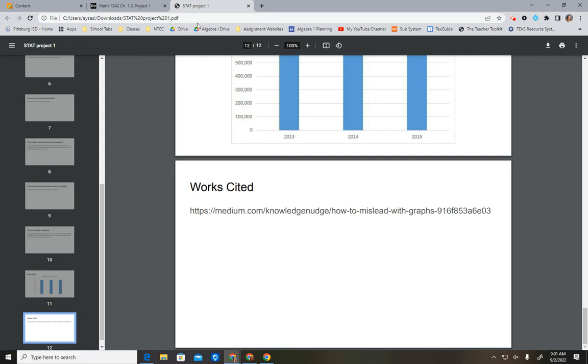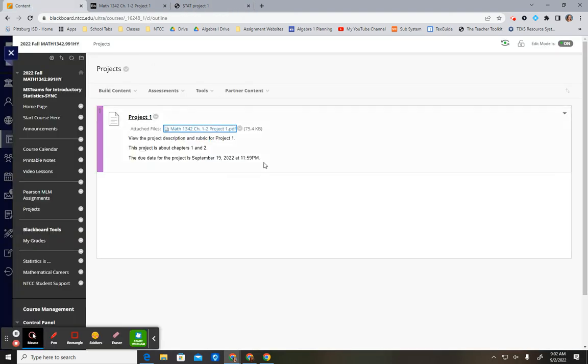If you create on Google Slides, you can click download as PDF and then upload it to where it's listed on projects. And notice it's due September 19th by midnight. And that should be all. If you have any questions, just email me.